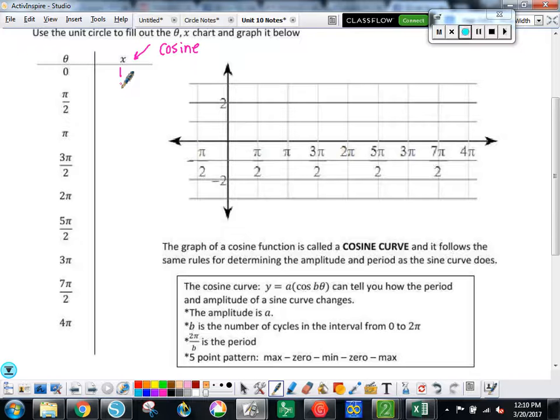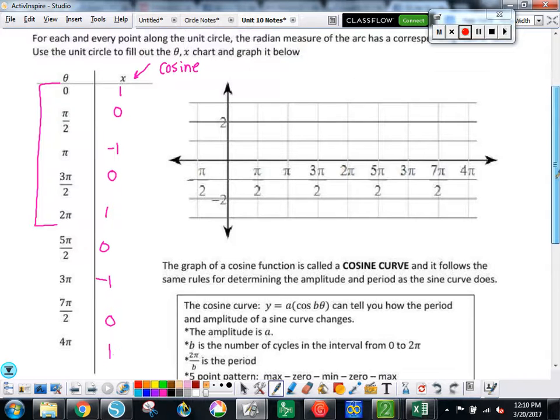And then at pi halves, it's what? 0. And at pi, it's negative 1. And at 3 pi halves, it's 0. So it's kind of following the same pattern, except the starting spot is different, right? So 1, 0, negative 1, 0. Then 1. Now that's your first full cycle, right? It starts at 1 and ends at 1. And then it repeats. 1, 0, negative 1, 0, 1.